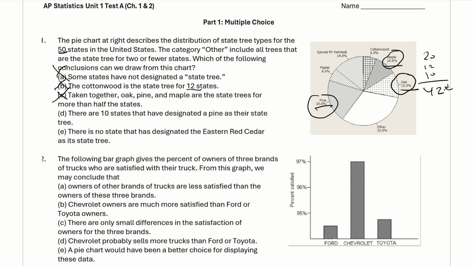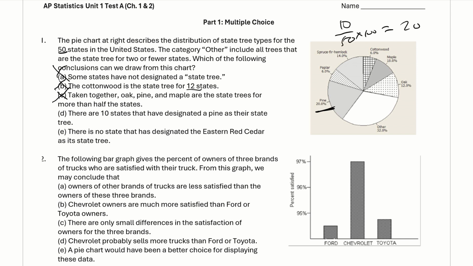It says there are 10 states that have designated a pine tree as their state tree. So let's look at that. Pine tree, that's 20%. If we said 10 states, 10 out of 50 times 100, that's 20%. That is true. So we've got 20%. Have designated pine, that is correct.